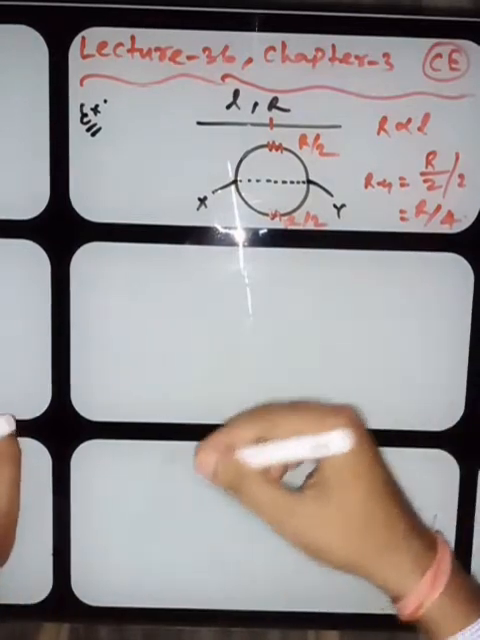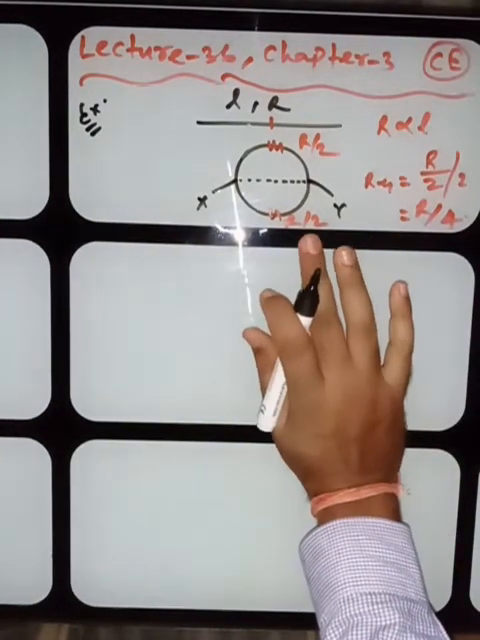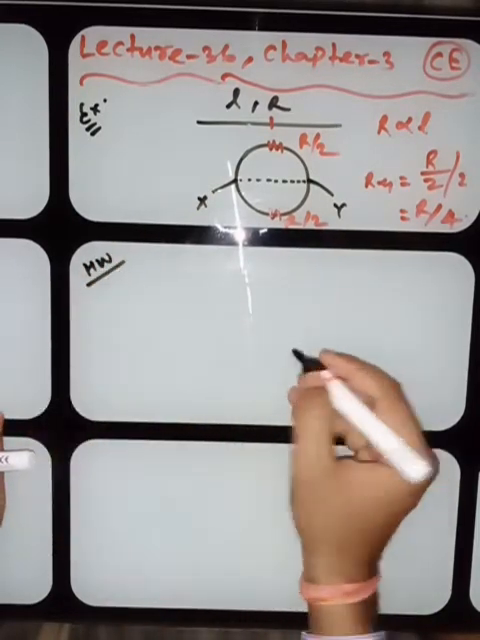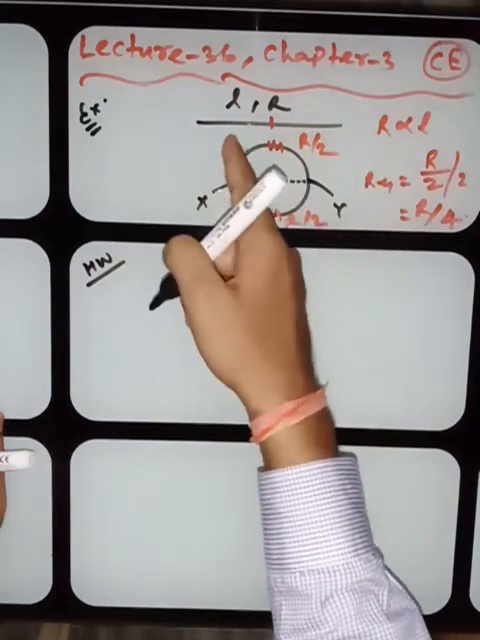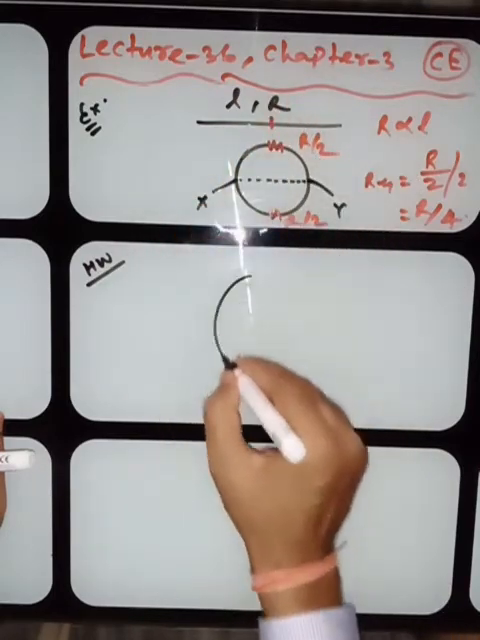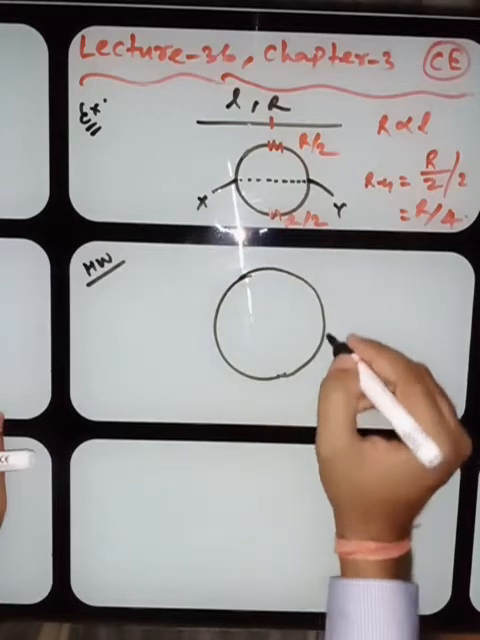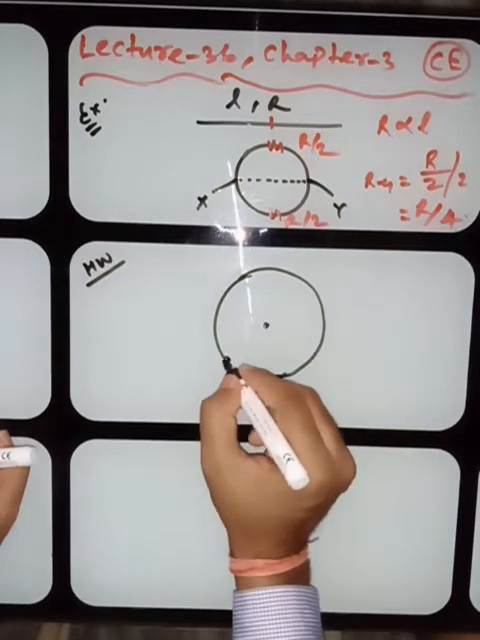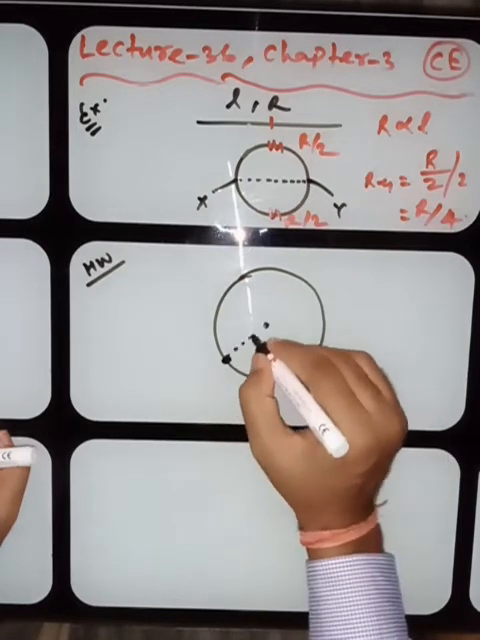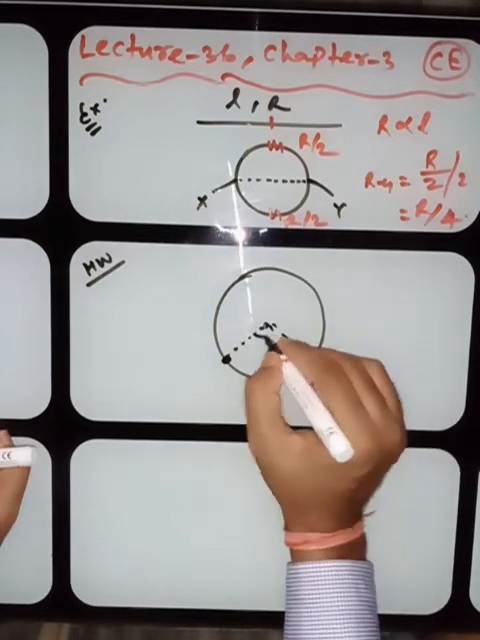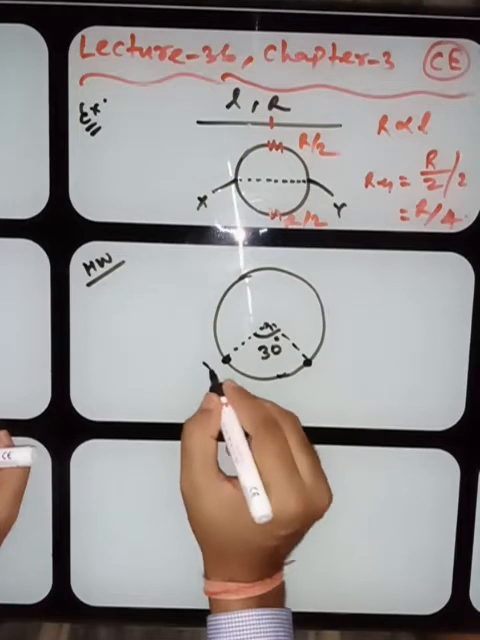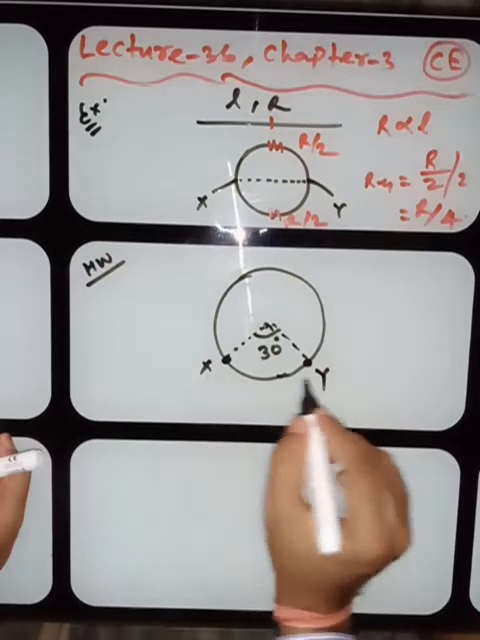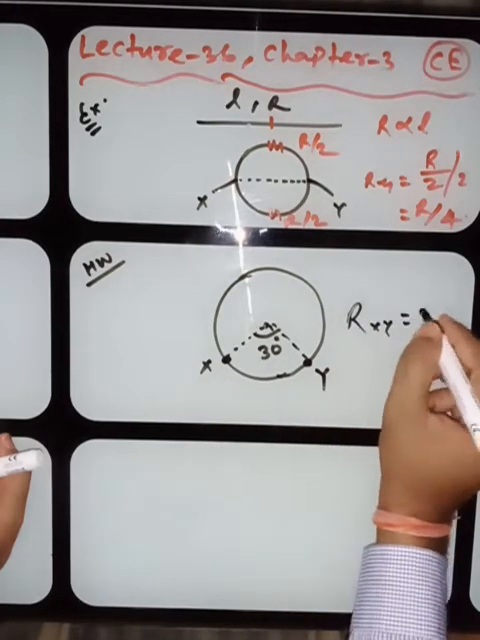You will understand. Now, on the basis of this question, I'm giving you a homework. This is your homework. If the same wire of length L and resistance R is folded in this way, and with the center, the two points we picked, X and Y, are at 30 degrees, then what will be the resistance between X and Y?